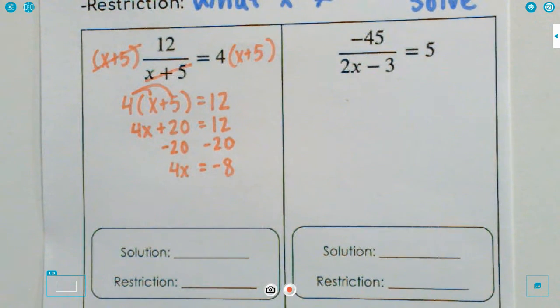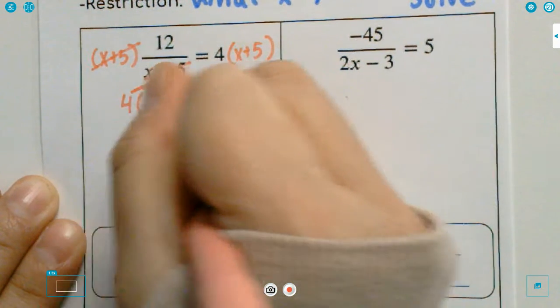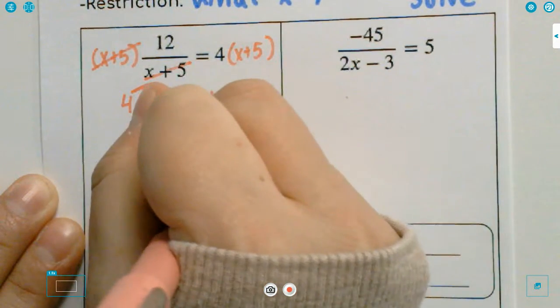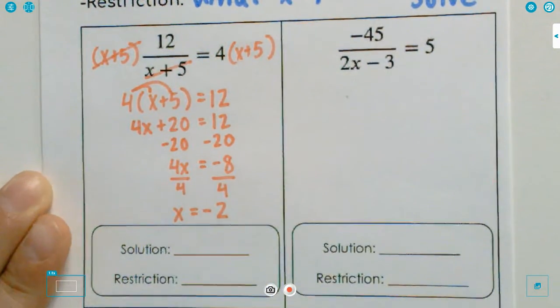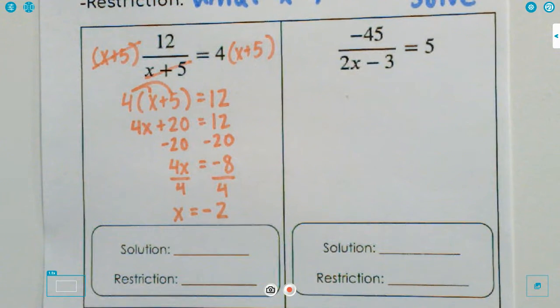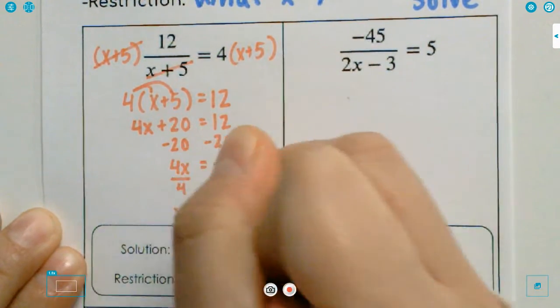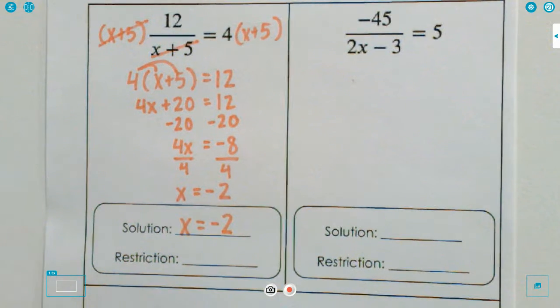And then I'm going to divide both sides by 4. And I'll get x equals negative 2. And that right there is my solution. So that can go on the line that says solution. We put 2 lines here because we're always going to have a solution and a restriction. So we put 2 lines so that you remember that you have to do both of them.